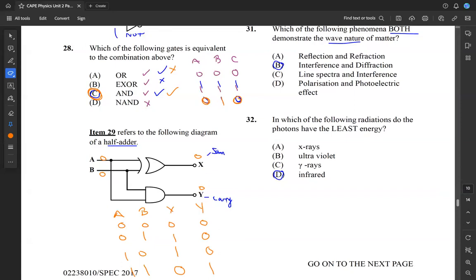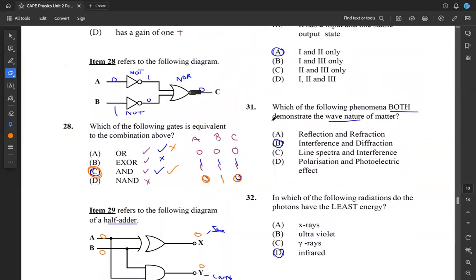So again, just remember the key features of this half adder here. We have an OR gate, and from the OR gate comes our sum. We have an AND gate, and from the AND gate comes our carry. So just remember that, right? So that's a half adder in a nutshell.